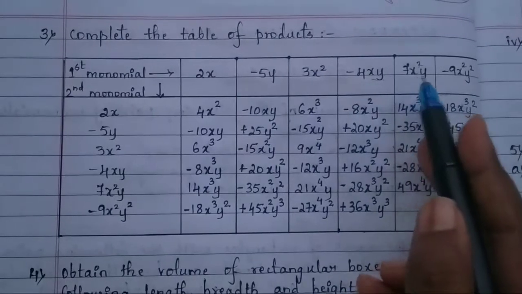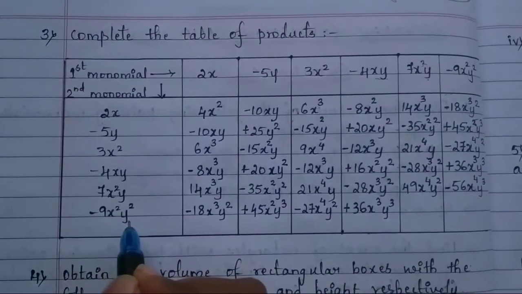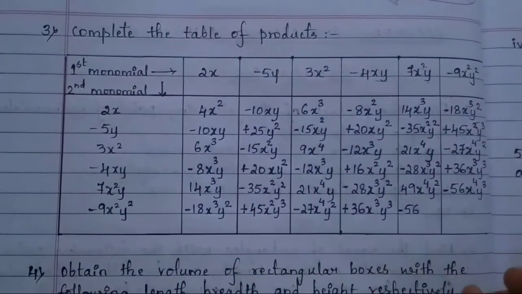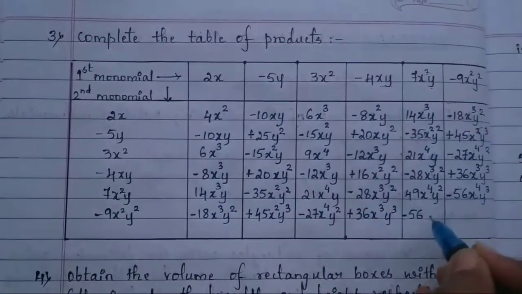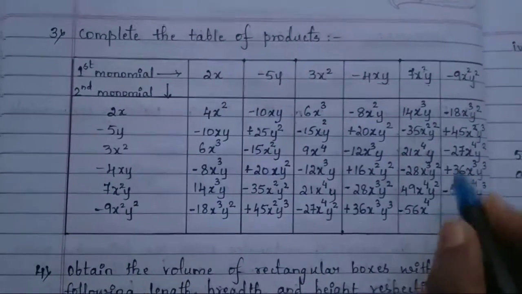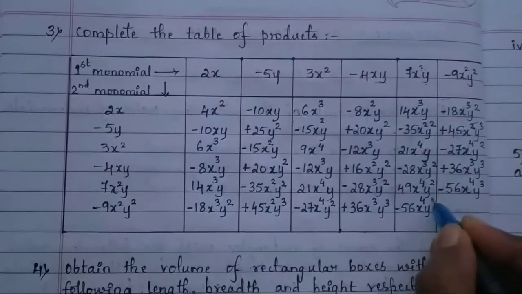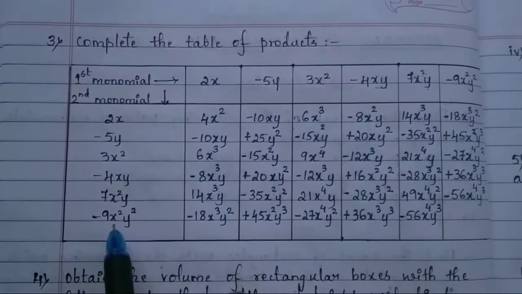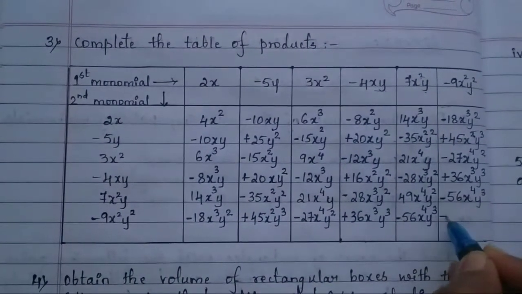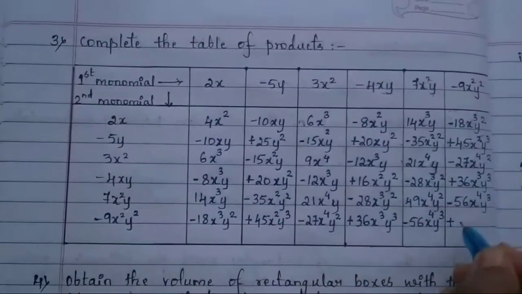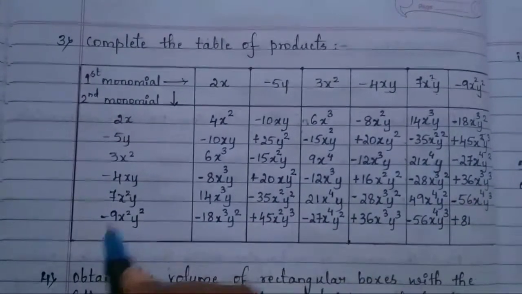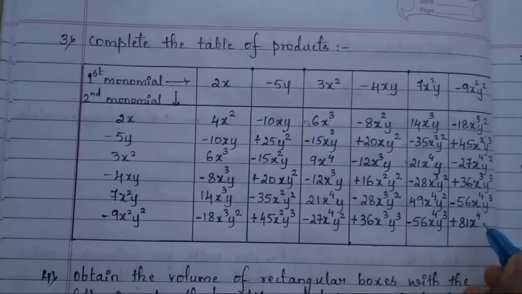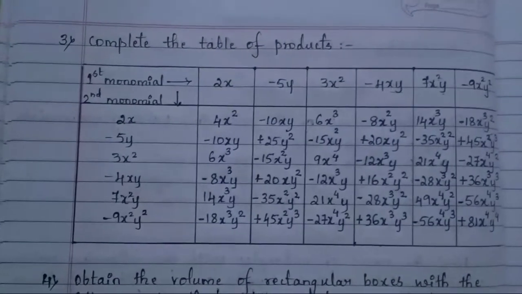Next, 7x square y and minus 9x square y square. 7 9s are 56, minus will be as it is. x square into x square is x to the power of 4. y square into y is y to the power of 3. The last one, minus 9 x square y square and minus 9 x square y square. Minus into minus will become plus. 9 nines are 81. x square into x square, again it will become x to the power of 4. y square into y square, again we are having y to the power of 4.